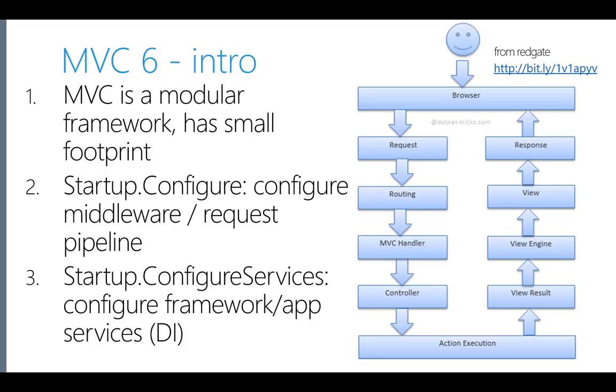I want to mention that MVC6 is a modular framework with a small footprint. There are also functions in the startup class: Configure, to configure middleware and the request pipeline, and another function to configure services, to configure frameworks and app services that use dependency injection. The request pipeline is the whole cycle that happens when the user requests a new page, up to the point when the page is returned in a response.